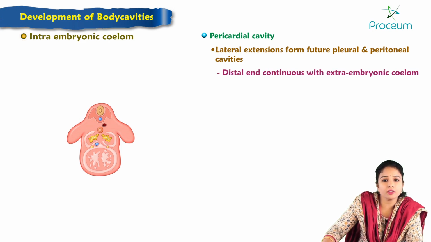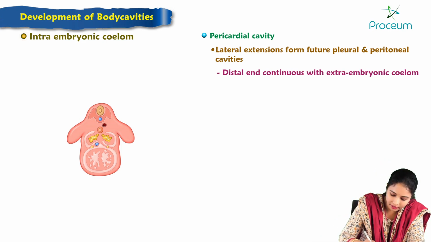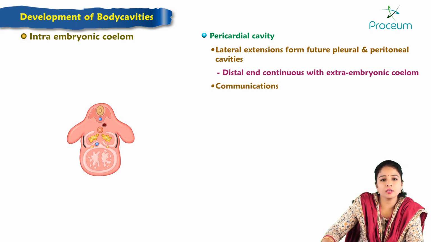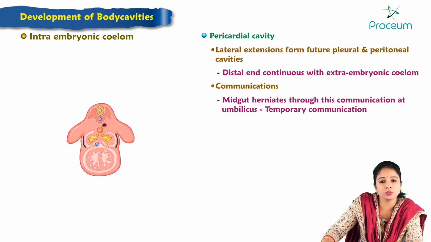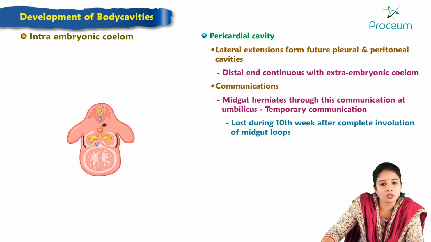The distal ends of these lateral extensions continue into the extraembryonic coelom on each side. These communications are important because the midgut herniates through the communication into the umbilical opening. This is a temporary communication, and it is usually lost during the 10th week after the complete involution of the midgut loops.